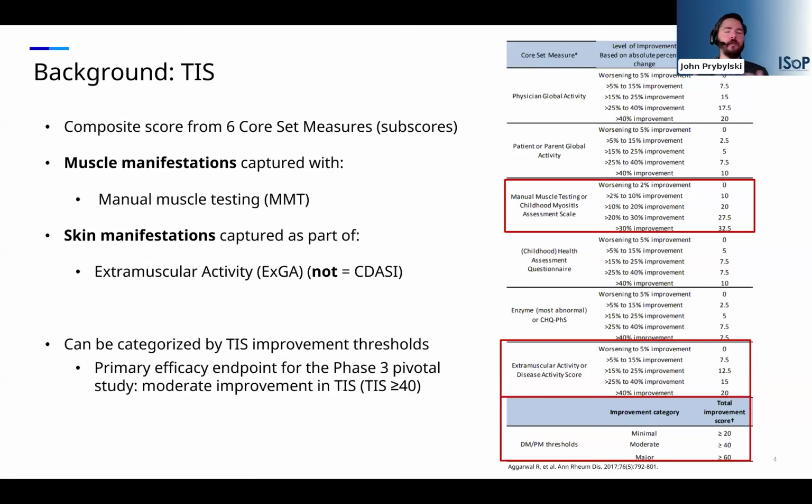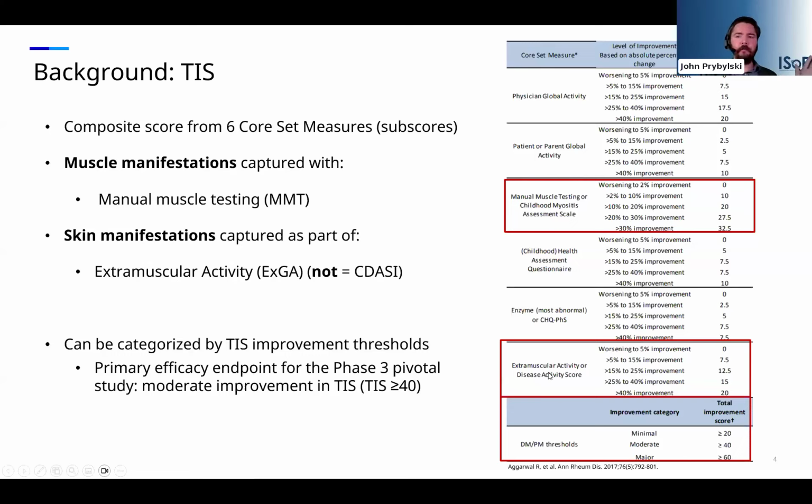But the two biggest contributors and the two most relevant contributors to points I mentioned in the previous slide are measures of muscle manifestation, which is captured primarily in adults through MMT, manual muscle testing. And you can see strong improvement in MMT could result in a lot of points towards the overall improvement score, which we could see here. And then for skin manifestations, those are measured partially through extramuscular activity, which is down here.